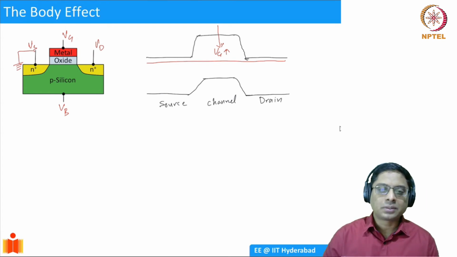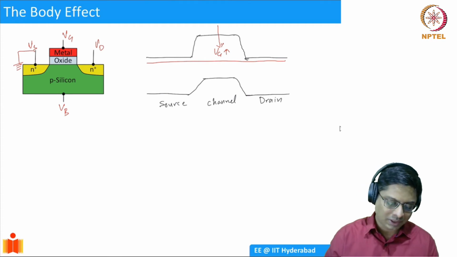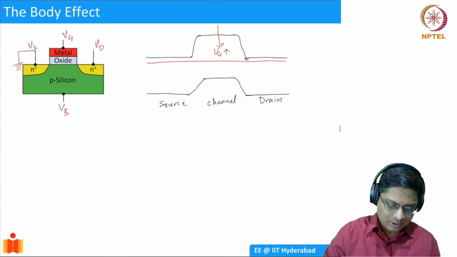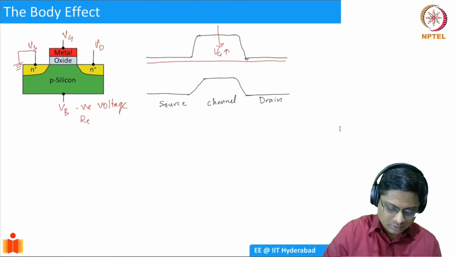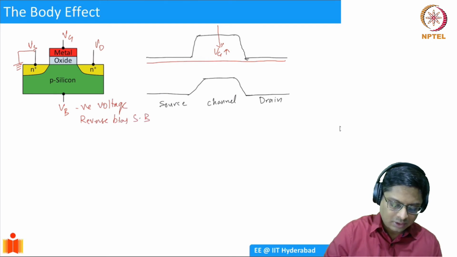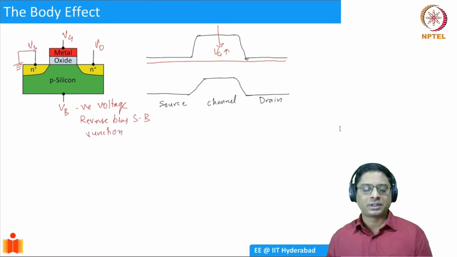Now, let's say I use my bulk voltage and actually apply negative bias to the bulk. Okay, what happens if I reverse bias this junction? I'll apply a negative voltage. That means I'm essentially going to reverse bias the source bulk junction, the SB junction. So source is N plus and B is P, so that I reverse bias, so I apply negative voltage.